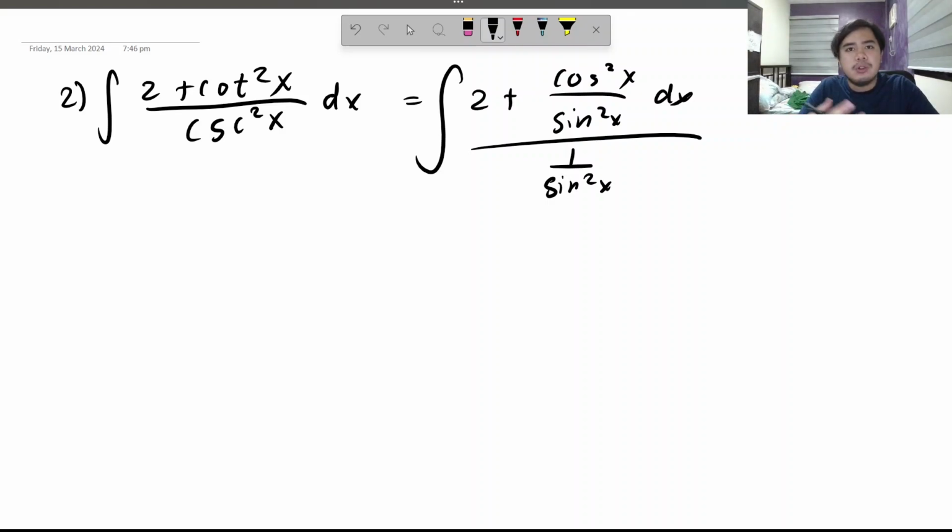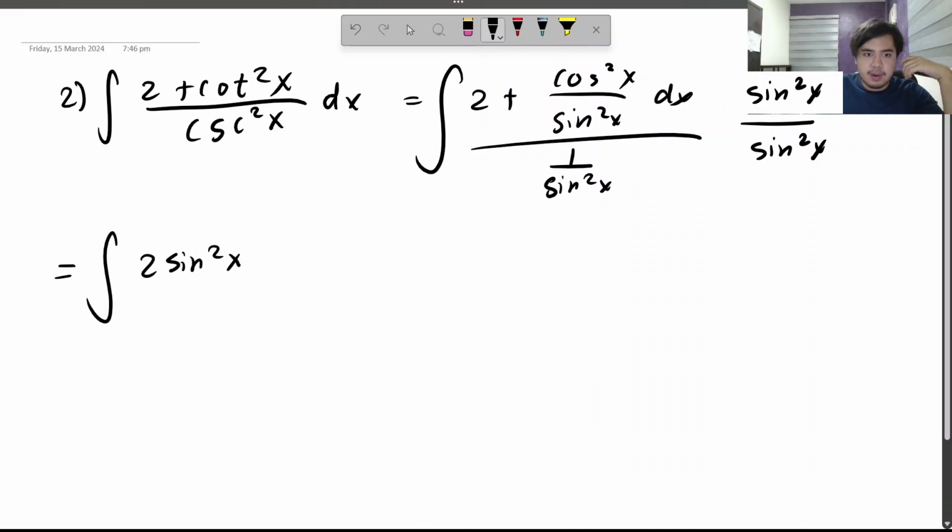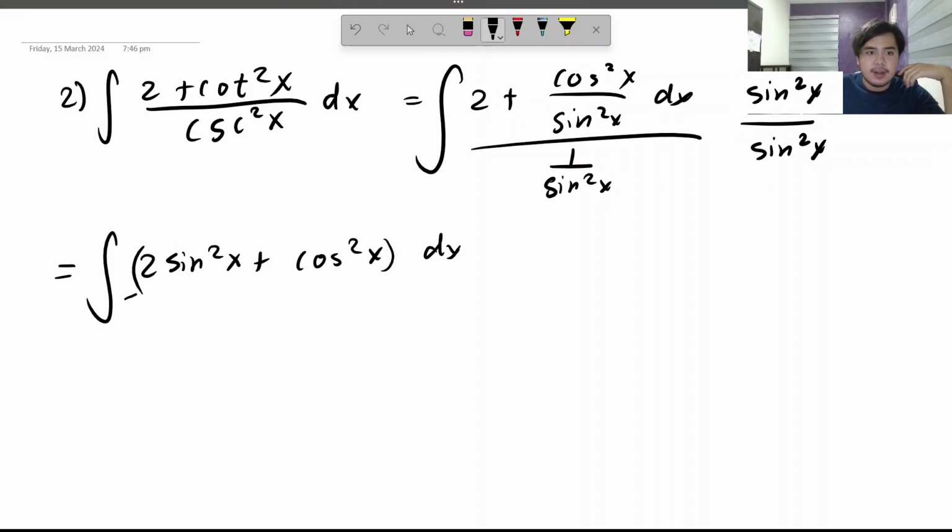What we can do here is to multiply both the numerator and the denominator by sine squared x. It is important that you multiply both the numerator and denominator at the same time in order to make this happen. So what happens then? The top becomes 2 sine squared x plus cosine squared x, then the dx here, over the bottom just becomes 1. So that's cute. Next step.